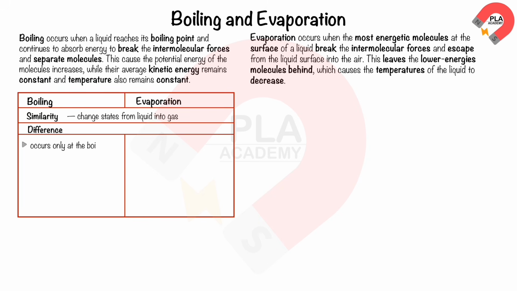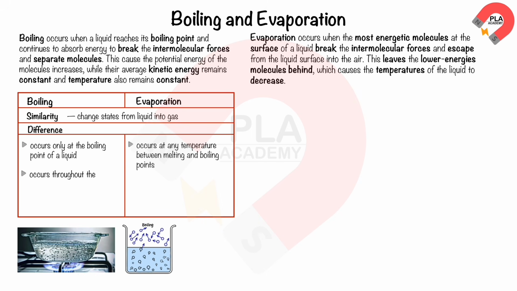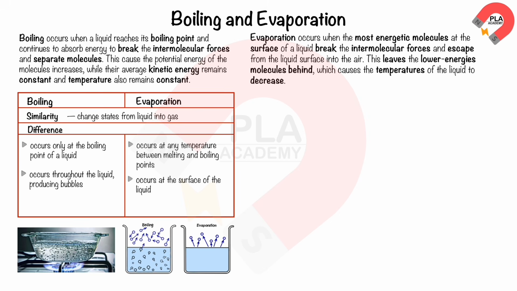Boiling occurs only at the boiling point of a liquid, while evaporation occurs at any temperature between melting and boiling points. Boiling occurs throughout the liquid, producing bubbles, while evaporation occurs at the surface of the liquid. Temperature remains constant during boiling, while temperature decreases during evaporation.